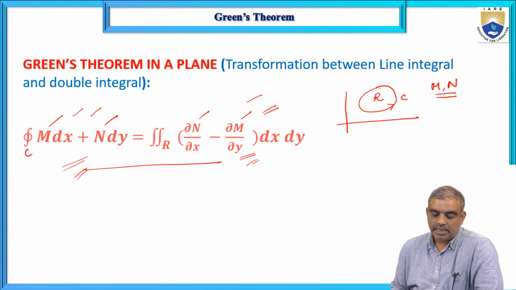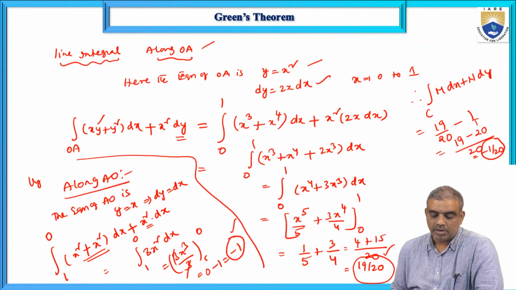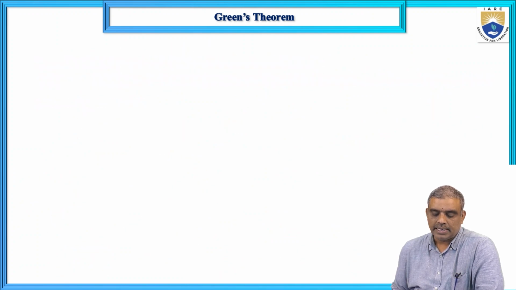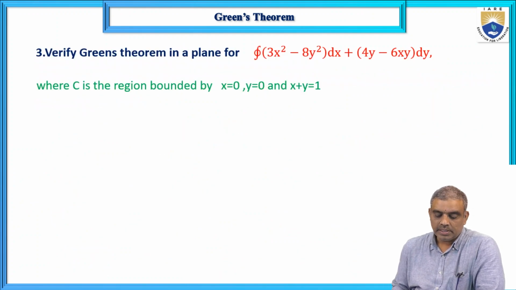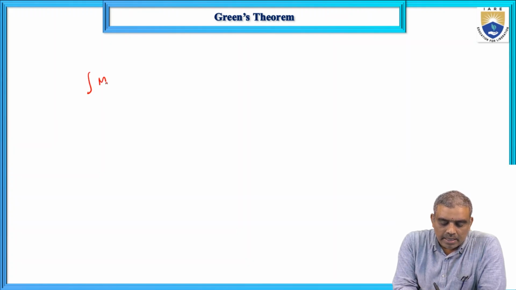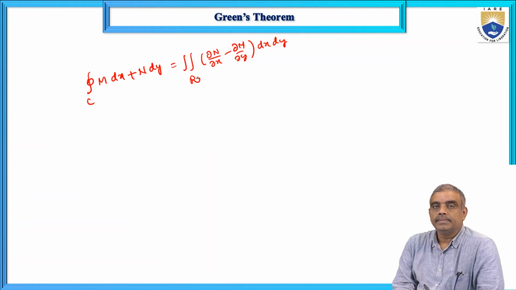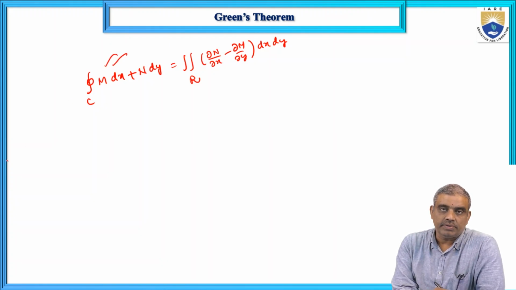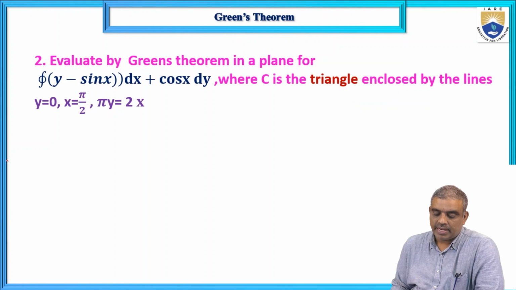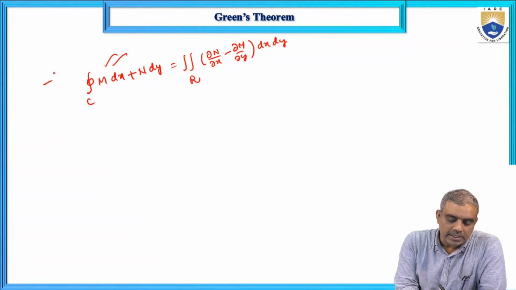What is the theorem? So first I read the theorem statement also. Here the statement is: the integral of M dx plus N dy over the closed curve C is equal to the double integral of dou N by dou x minus dou M by dou y dx dy over the region R. So this is evaluated already. Already we have seen that this value is minus 1 by 20.